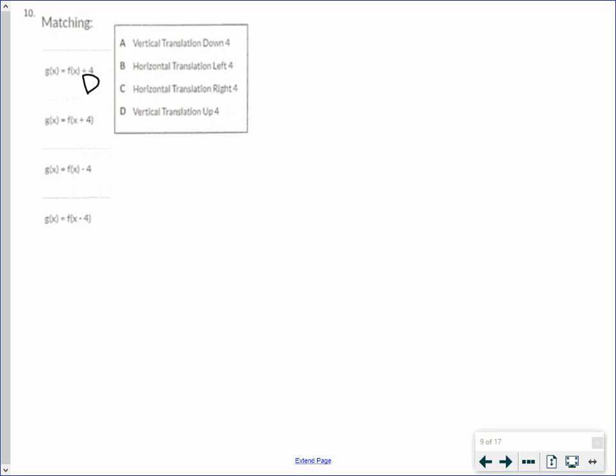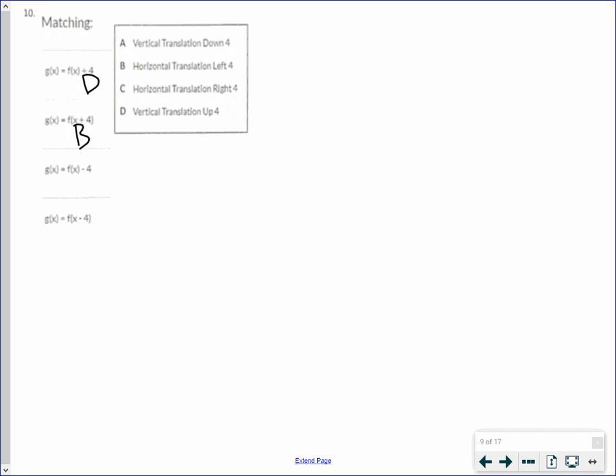Next, g of x equals f of x plus 4. The plus 4 is inside the parentheses. So this tells me it's going to be a horizontal translation to the left by 4. That's because it's f of x minus negative 4, so our h in this case is negative 4. So we're translating to the left by 4.